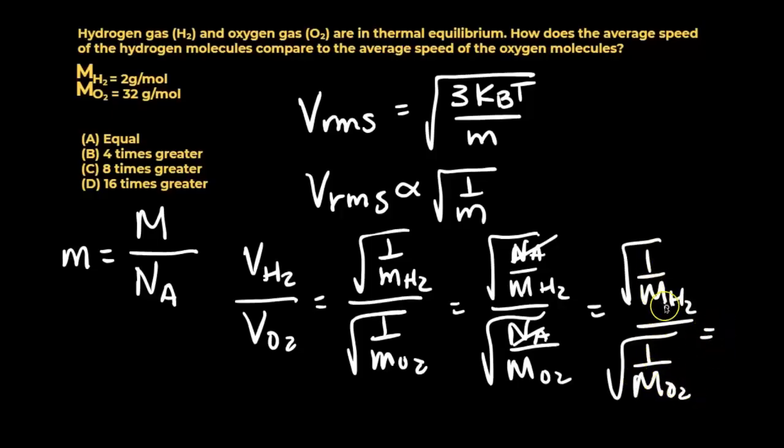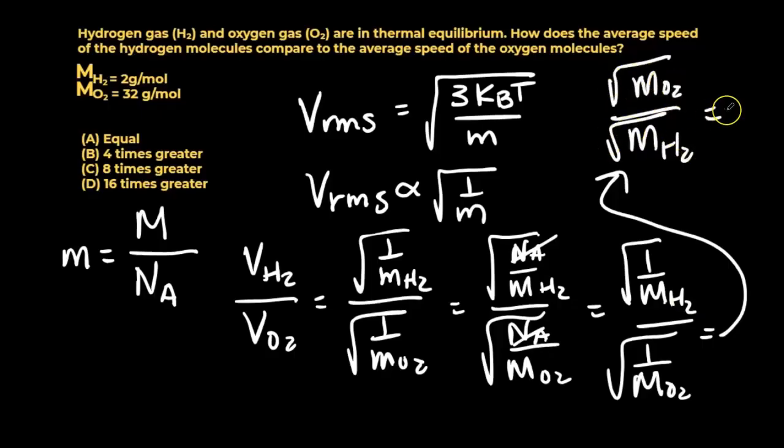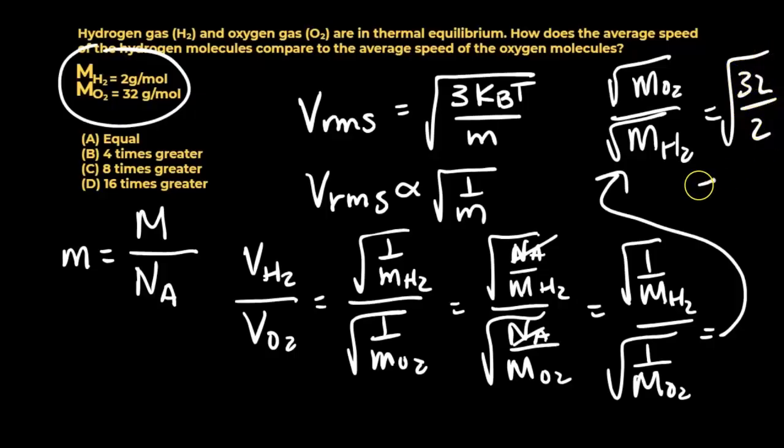Now notice that we have two fractions, one on the top and another on the bottom. So I'm going to take the inverse of the bottom and multiply by the top, and that gives us the following. All right, and then substituting the numbers over here, we get the square root of 32 divided by 2. And this 32 divided by 2 is 16, so the square root of 16 is 4. So the answer will be 4 times greater.